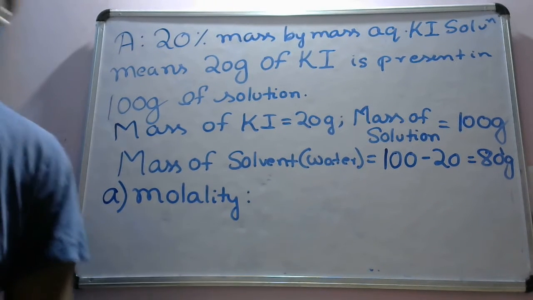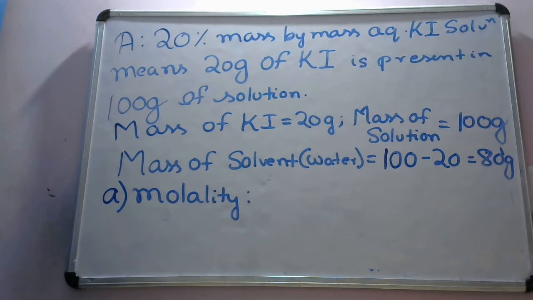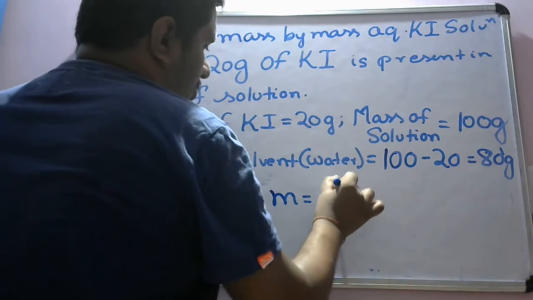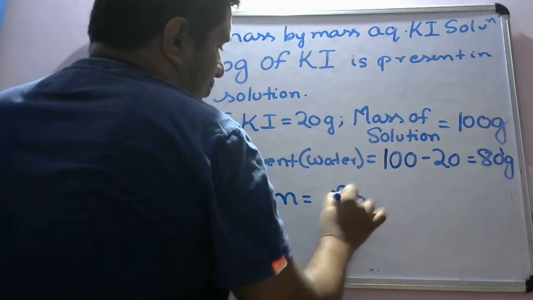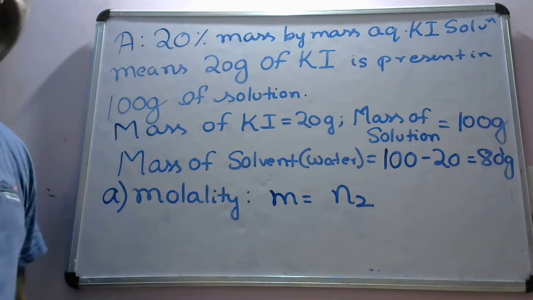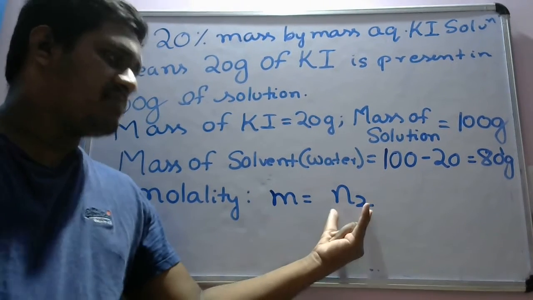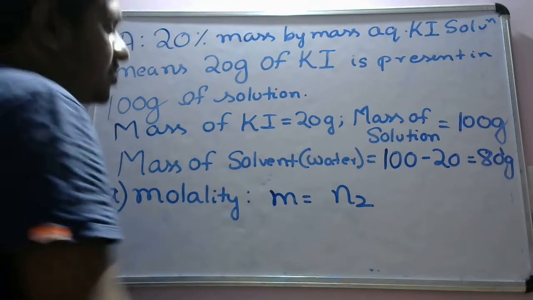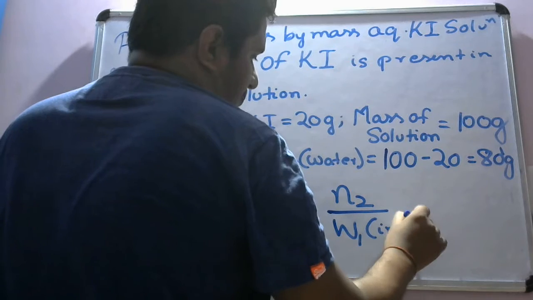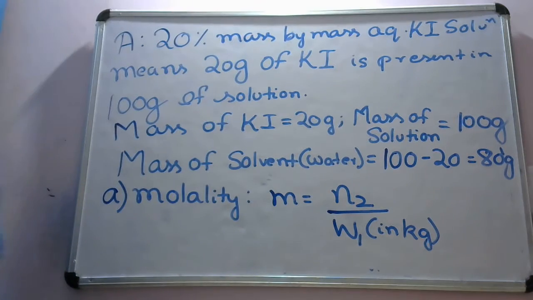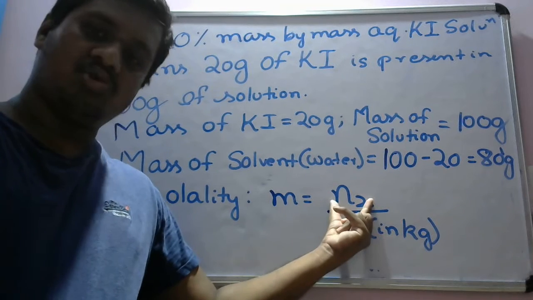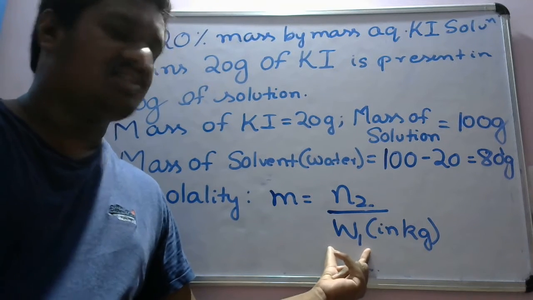Small m, molality. To find out molality, what do we need? We know molality equal to number of moles of solute, n2. n represents number of moles, 2 means for solute, the subscript 2. Number of moles of solute by mass of solvent in kg. W is mass, 1 for solvent. So W1 is mass of solvent. Molality equal to number of moles of solute by mass of solvent in kg.